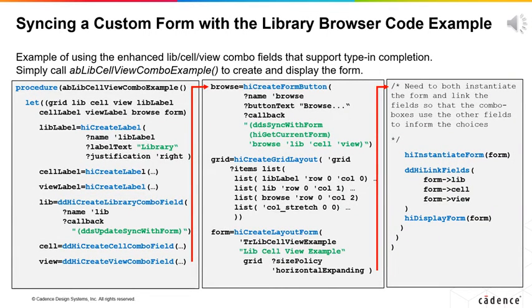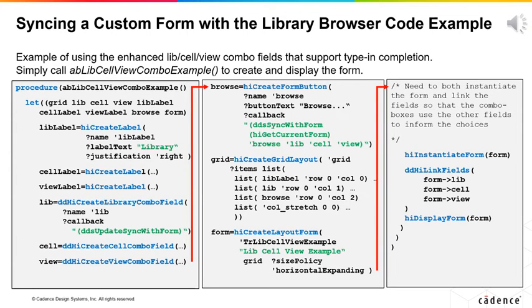So we create a lib, a cell, and a view label. Then we actually create the combo fields like we saw on the other slide for lib, cell, and view, with their callbacks being the DDS update sync with form to sync with the library browser. In the second column of code here, we create the browse button, and that actually does the DDS sync with form. And then in order to create the form, we're going to use a grid layout.